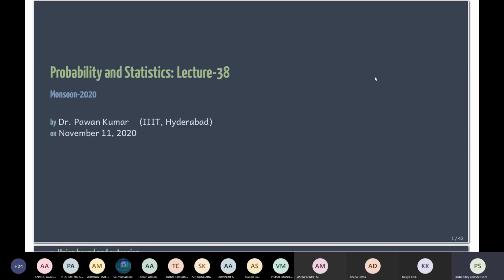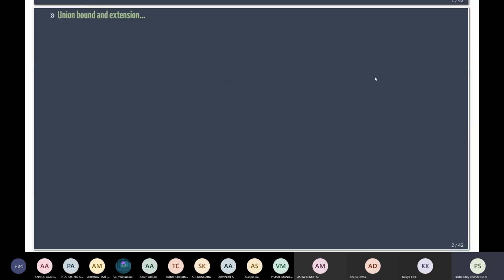Let us start with lecture 38, and we will be doing probability bounds today. We have seen multiple random variables in the last class, and you may do some more practice. I will give you some questions for practice. It's important that we complete these bounds. So the first one is the union bound.